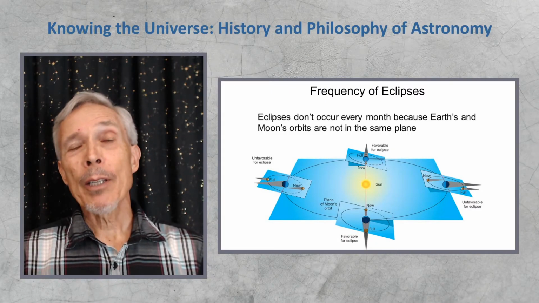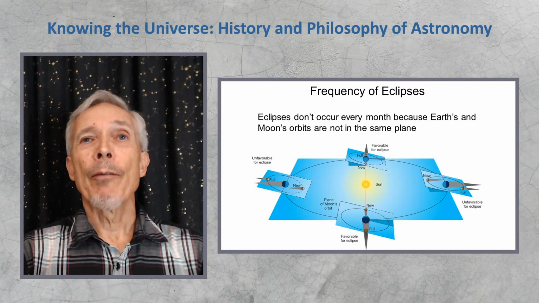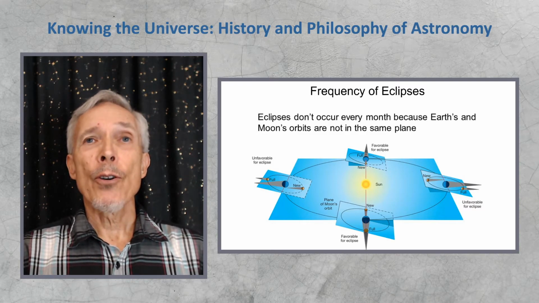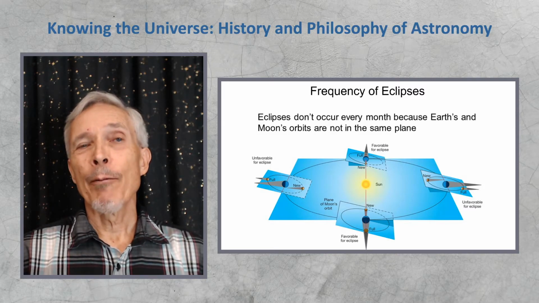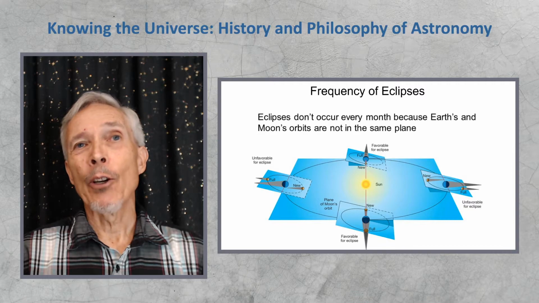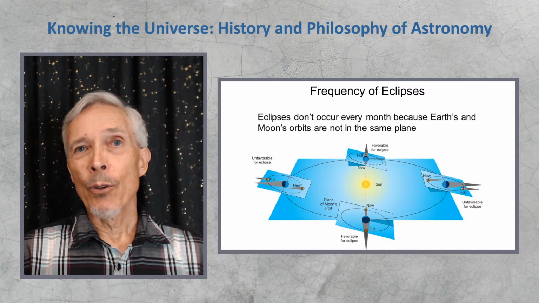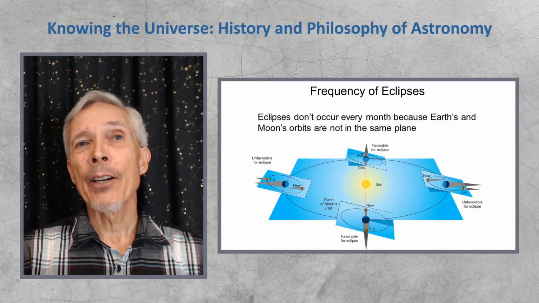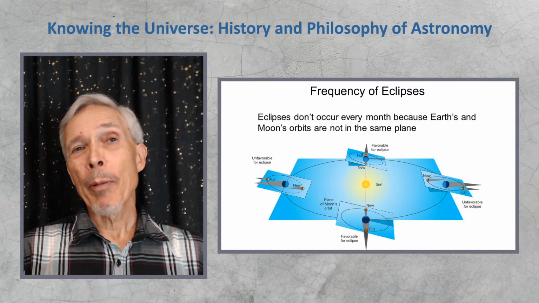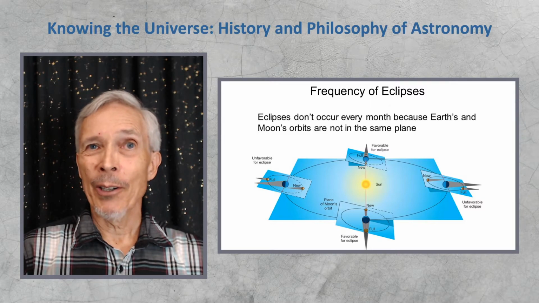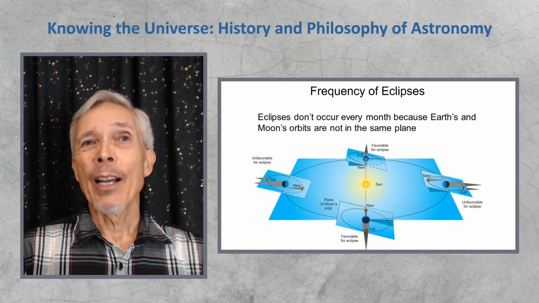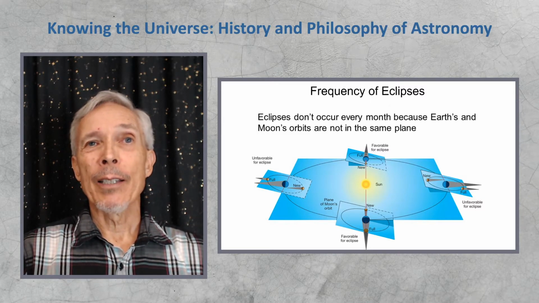In terms of frequency of eclipses, they don't occur every month. If the Earth and the Moon and the Sun all occupied the same plane, and the Moon was going around the Earth, then obviously every 2 weeks it would pass between the Earth and the Sun, and you'd have a solar eclipse, and 2 weeks later the Earth would pass between the Sun and the Moon, and you'd have a lunar eclipse. But they don't occur every month, and so we know that's because they're rare.